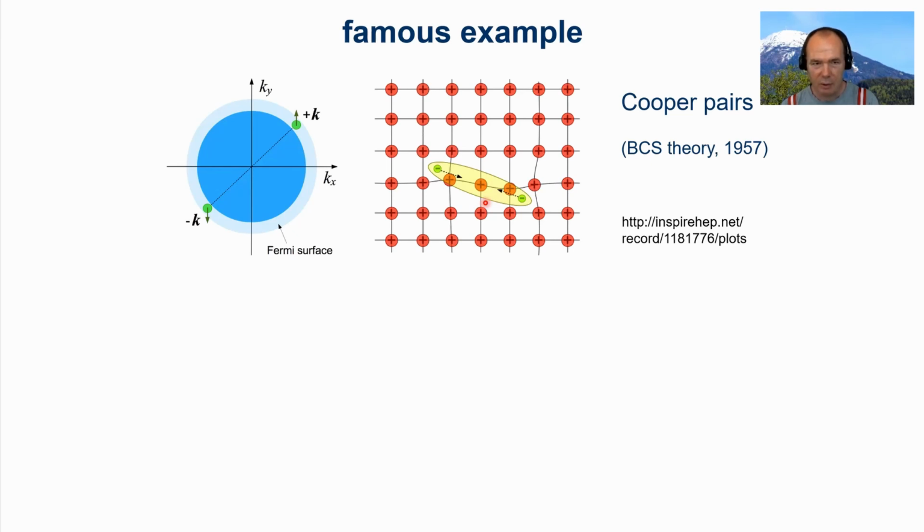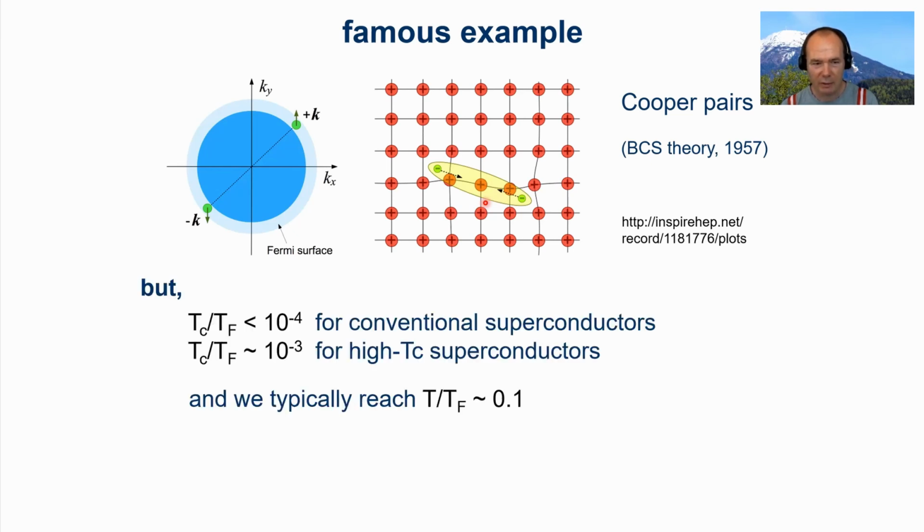And if you look into these superconductors, you find that the critical temperature for superconductivity is about 10 to the minus 4 of the Fermi temperature. Maybe in some high-Tc materials, it's a little bit higher. But 10 to the minus 4 is completely unrealistic for us to reach. We don't reach temperatures of just 10 to the minus 4 of the Fermi temperature. We reach 0.1, but not much less, maybe a little bit less.